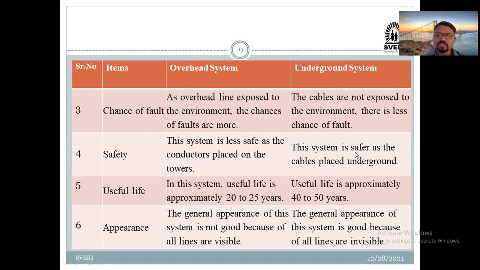than the underground system. Why? Because with this system, human beings are directly in contact with that particular overhead system. But this does not happen in the underground system. So the safety of the overhead system is less as compared to the underground system.